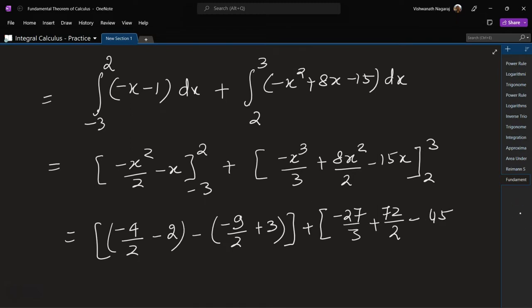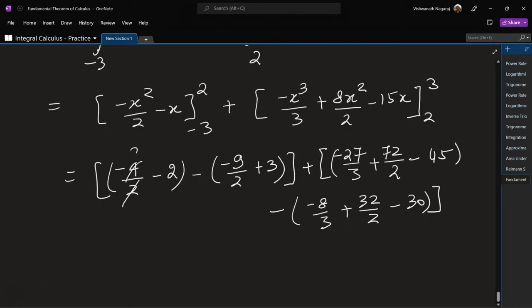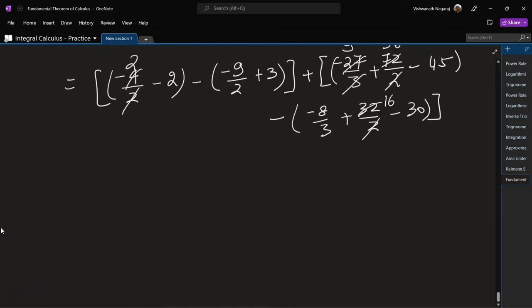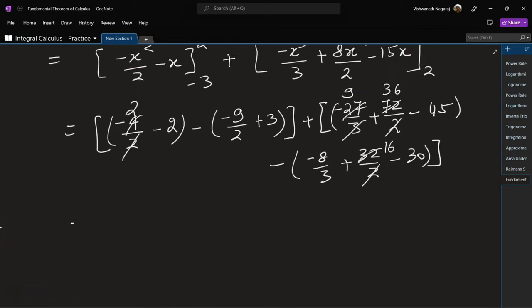minus 45. Minus, now substituting 2 we get minus 8 by 3 plus 2 square is 4, 4 8s are 32 by 2 minus 15 twos are 30. Now let's do the simplification. 2 2s, anything else, 3 9s, 2 36s, 216. Okay, so now let's see what happens.